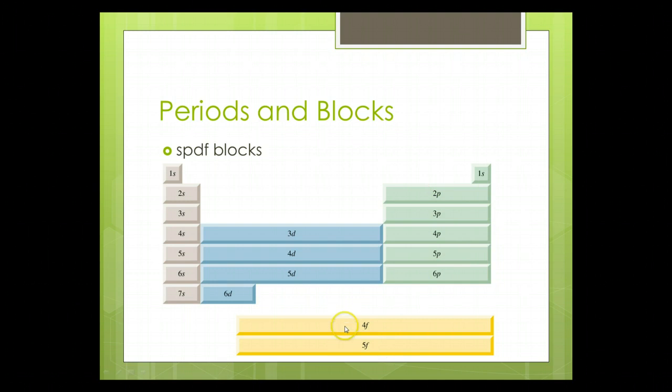And then the bottom 2 rows of the periodic table, F, actually kind of belong in here, but if we put them in there, it would just take up too much room, and so we don't actually put them where they belong. They would actually go between 6S and 5D for the 4F, and between 7S and 6D for the 5F, and so they go right in here.